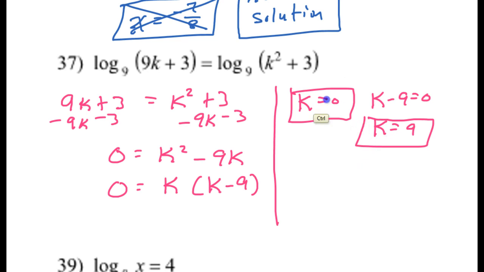I just need to make sure that neither one is extraneous. 0 is fine here and here. 9 is fine. So these are both fine. So these are the solutions to number 37.